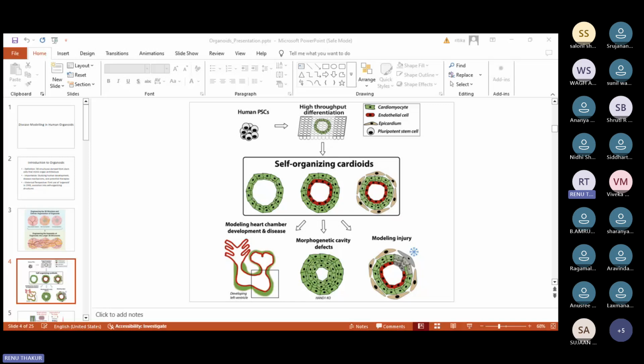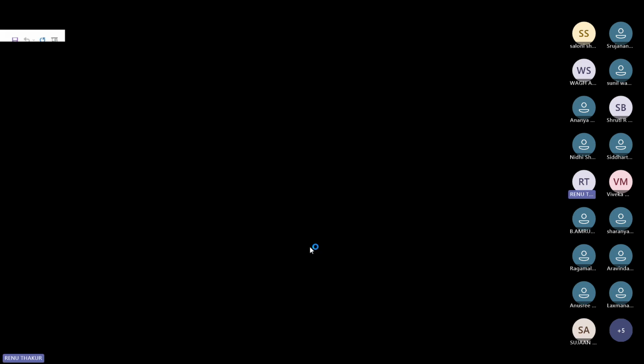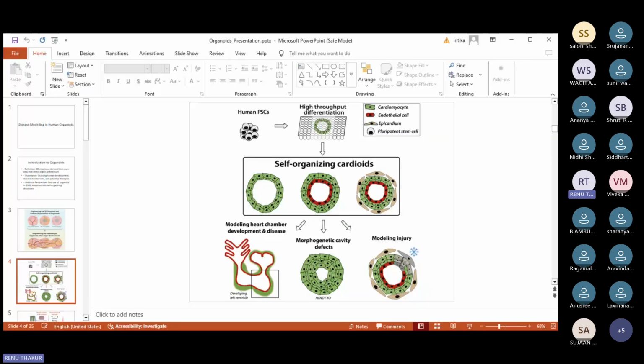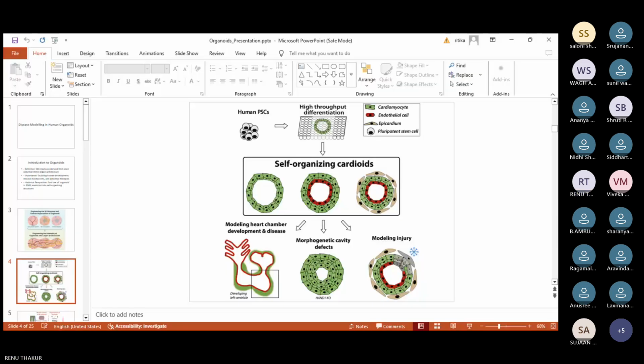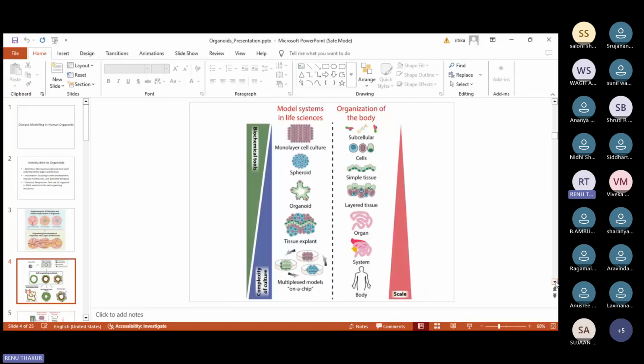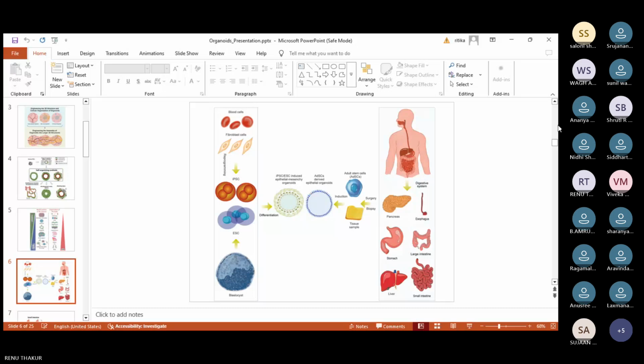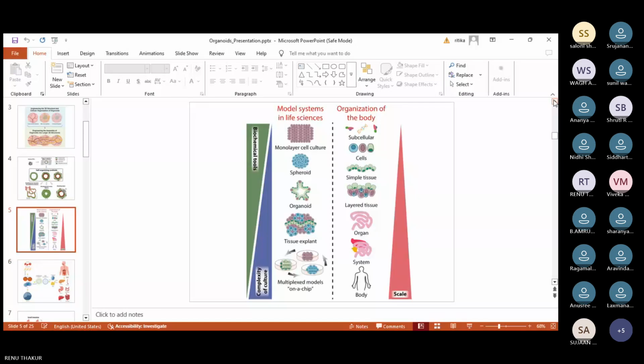Now we'll come to the complexity and organization of these organoids. Wait, let me change the slide. Is my slide changed? Yes, ma'am. The slide is changed.